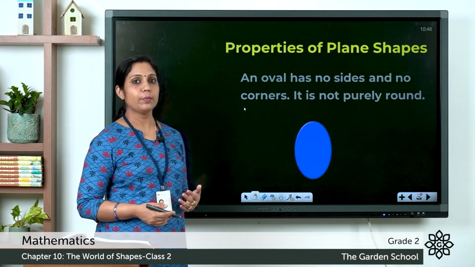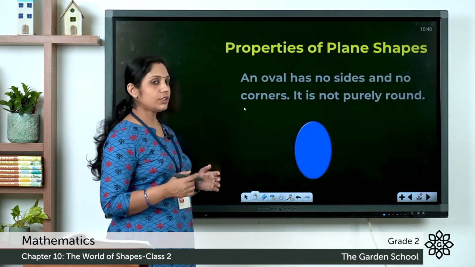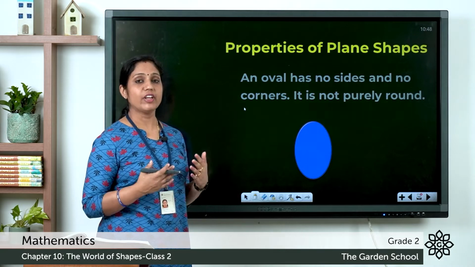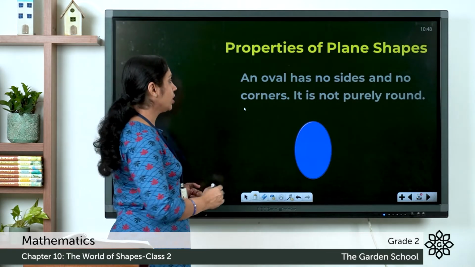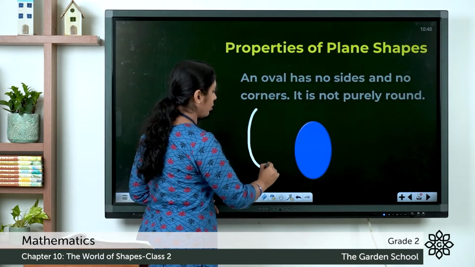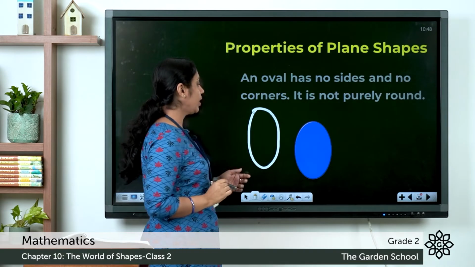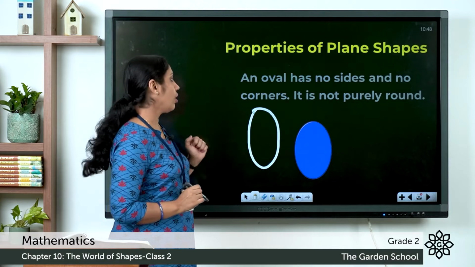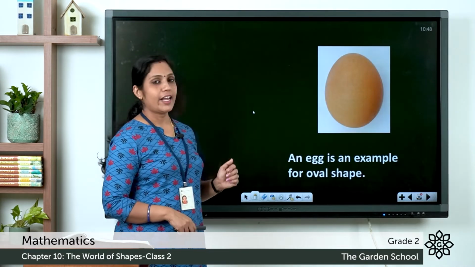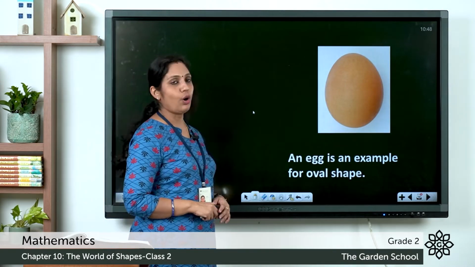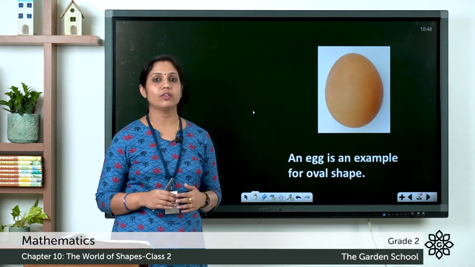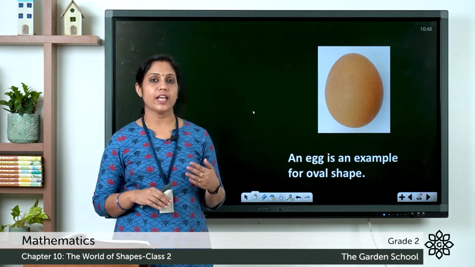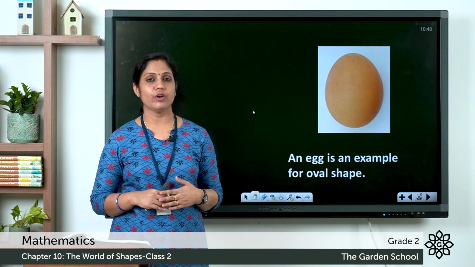The next shape is oval. Oval also doesn't have any side or corner. So how do we draw an oval? This is how we draw an oval, and we can see that there is no side or no corner for oval. An egg is an example for oval shape. So hope you have learned what are plane shapes and how many sides and corners are there for each shape.